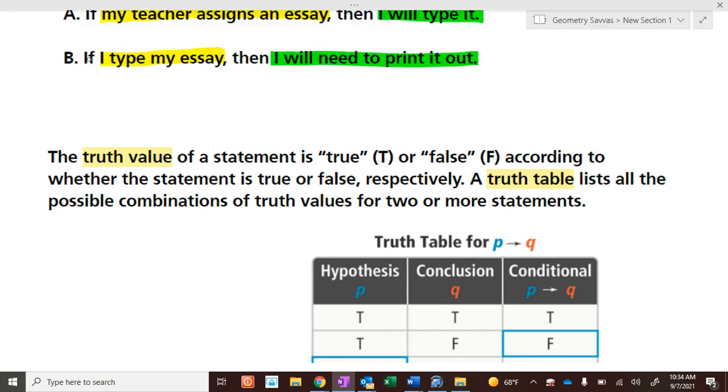For your vocab sheet. A truth value is a statement of true or false according to whether the statements are true or false. A truth table lists all the possible combinations of truth values for two or more statements.